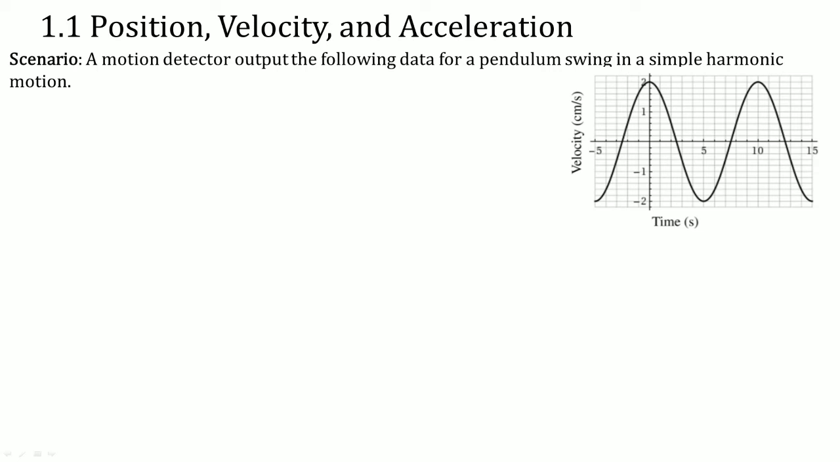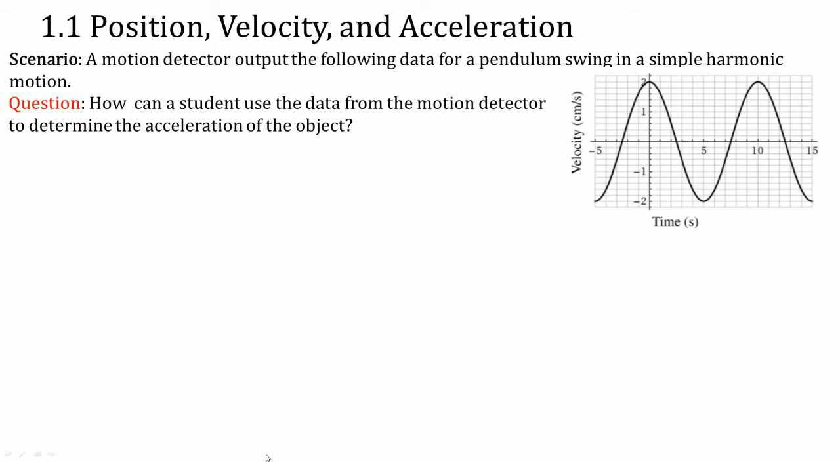Scenario. A motion detector outputs the following data for a pendulum swing in a simple harmonic motion. Question. How can a student use the data from the motion detector to determine the acceleration of the object? The object they're referring to is the mass on the pendulum.